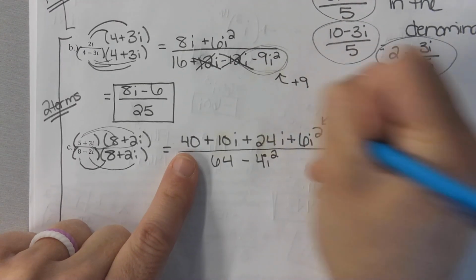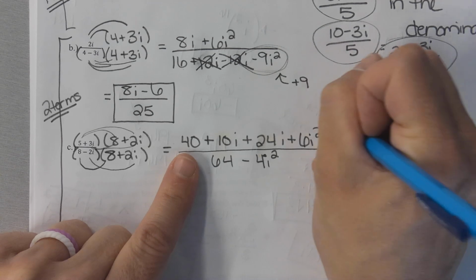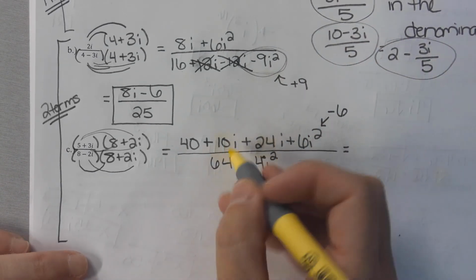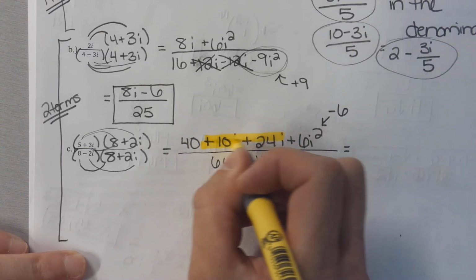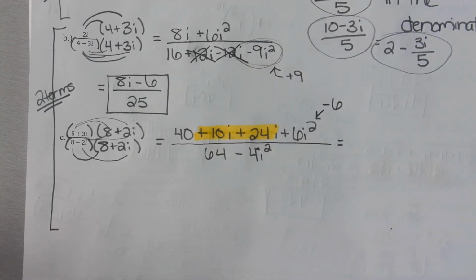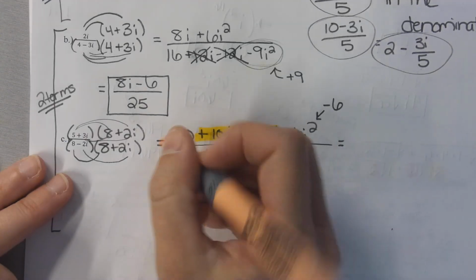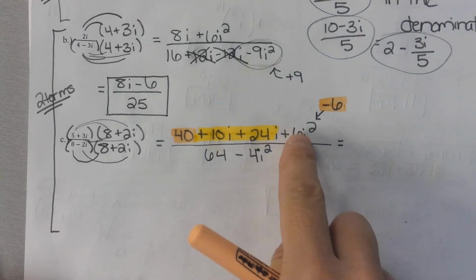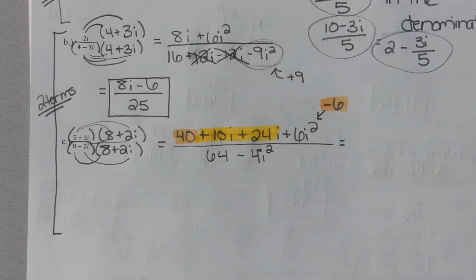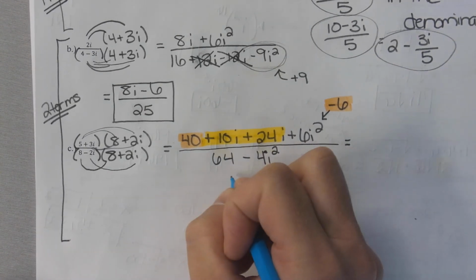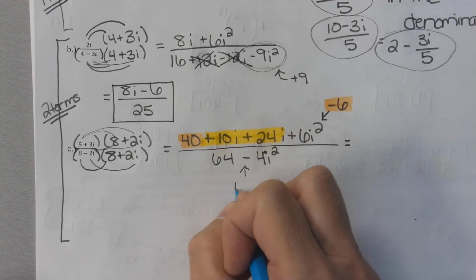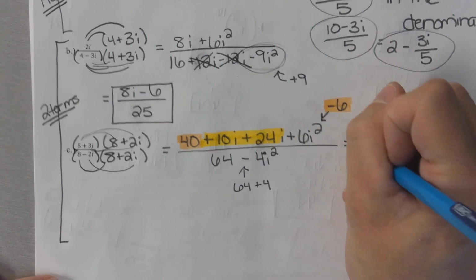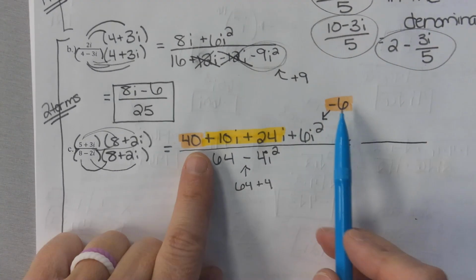In the top, this 6i squared is really what? Yeah, negative 6. So again, if we think about like terms, in this middle section here, those are my like terms. This 40 and this minus 6 are like terms. I'm not going to highlight this because this negative 6 is really this guy right here. And in the bottom, I really have what? 64 plus 4.